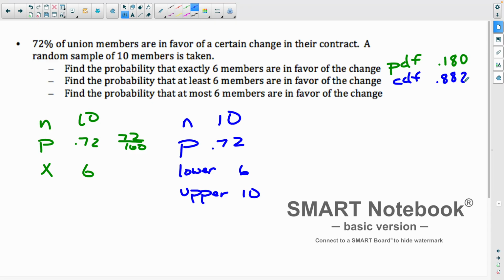I just got 0.88. It was like 0.79. It was 0.8818. So 0.882, I believe, was what I got.